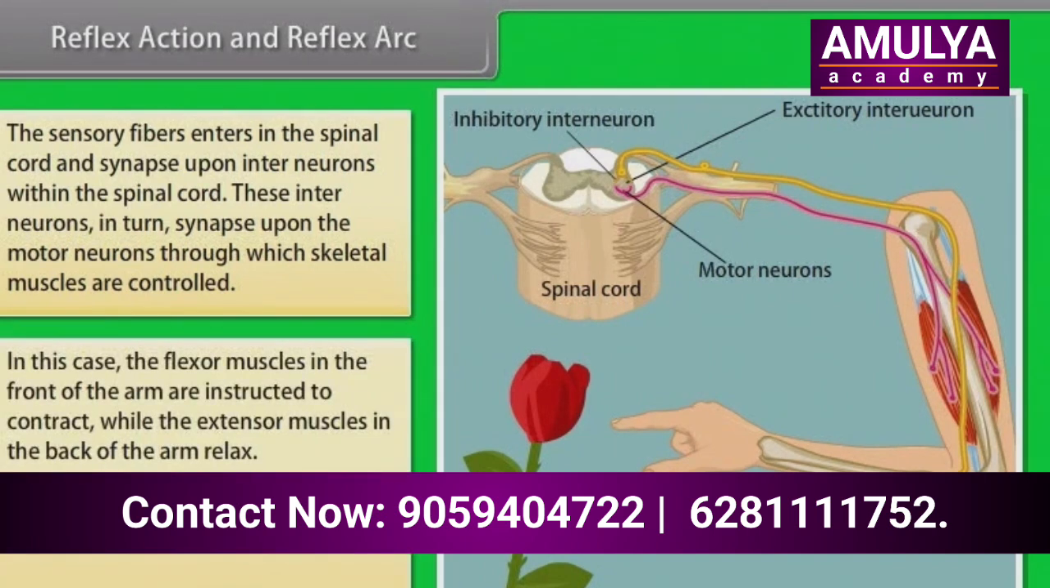In this case, the flexor muscles in front of the arm are instructed to contract while the extensor muscles in the back of the arm relax. By the excitation of some motor neurons and inhibiting others, the interneurons control the muscle pair to generate movement.